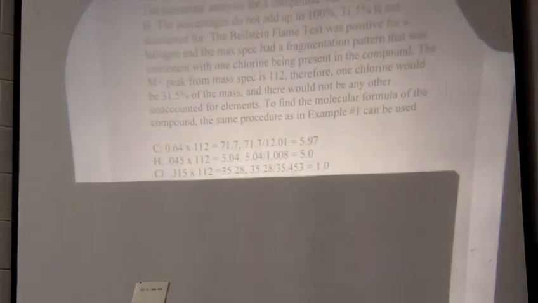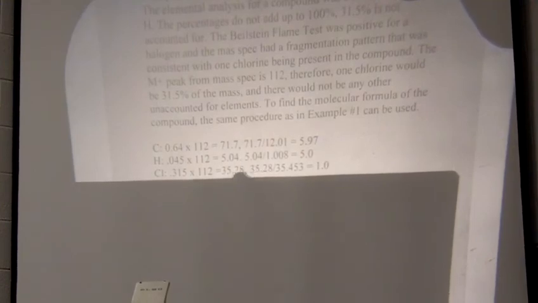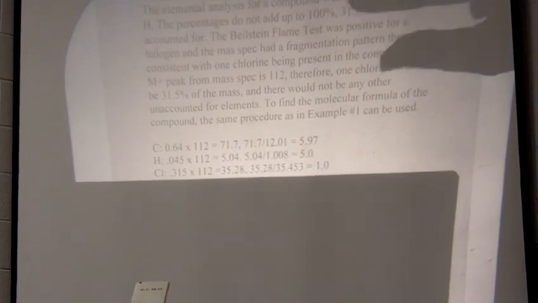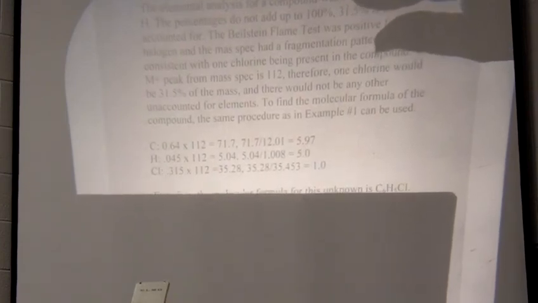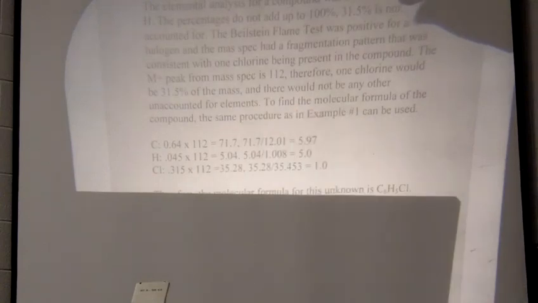And then for chlorine, its molar mass is 35, okay? So we've got 0.315 times 112, that's 35.28 grams per mole, potentially chlorine. We take that divided by 35, and 1 chlorine is 1, so we get a formula of C6H5Cl. And the other clarifying part that we know is that chlorine came from the mass spec, all right?